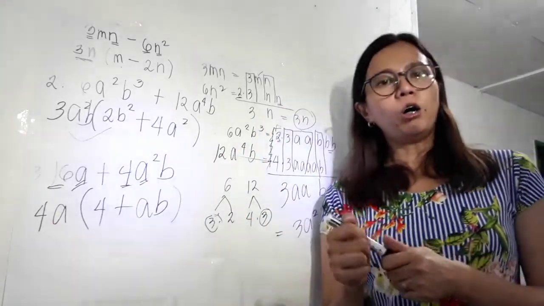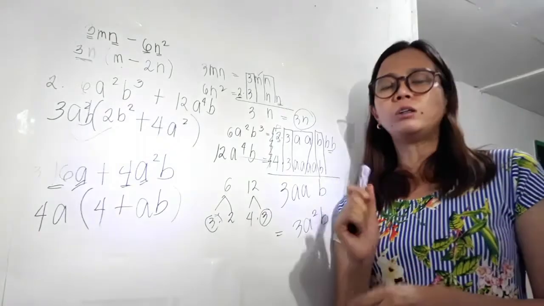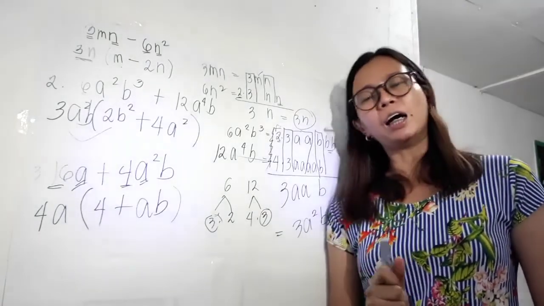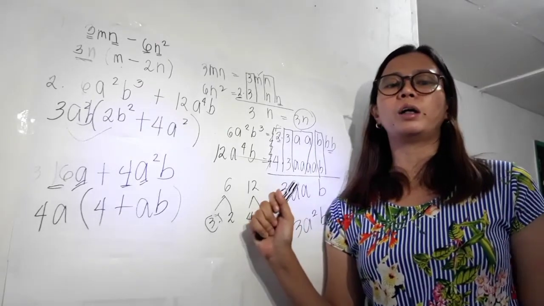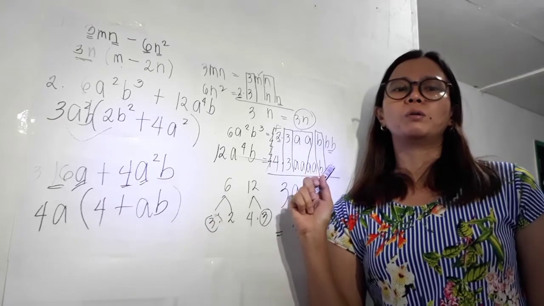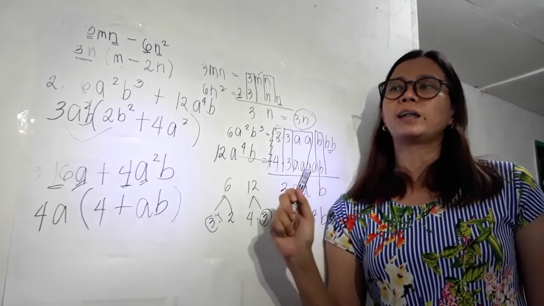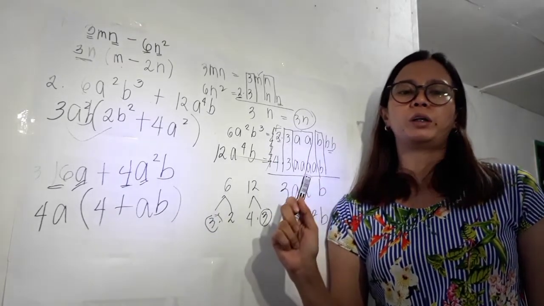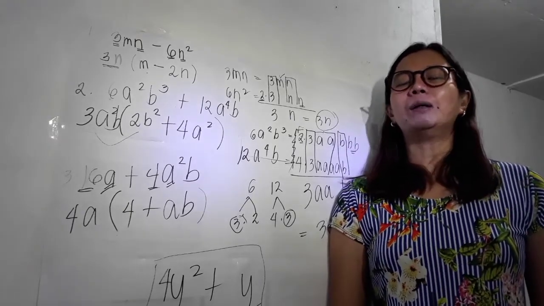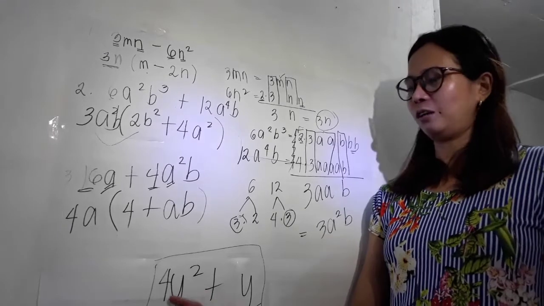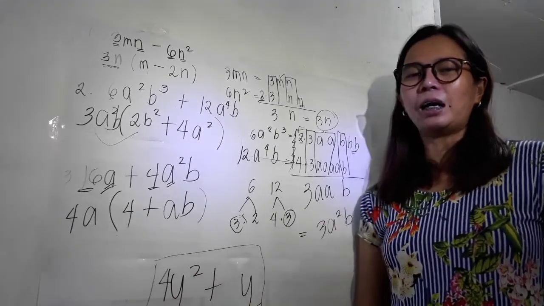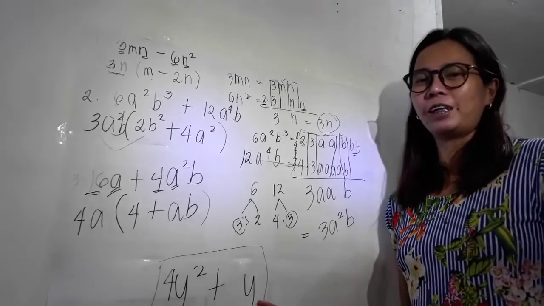Okay, so I hope you enjoyed this video at sana lang ay natutunan nyo how to factor binomials or how to get the common monomial factor. Okay, so this time kayo naman ang mag-try. So, 4y squared plus y, get the factors of this.